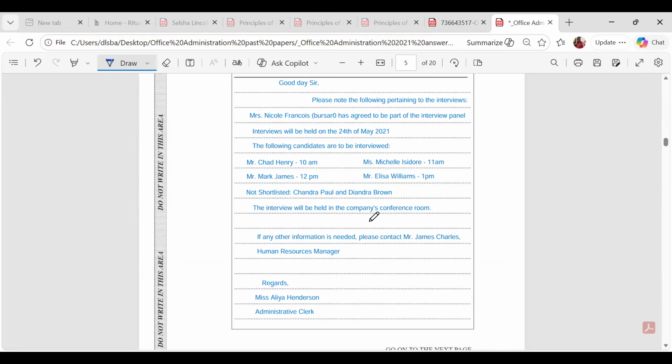Then I say what to do if they need any other information, and then I end it off. That is it. Your letter, memorandum, emails: when it comes to the body of the document, you just put in any information that they tell you. That is all. Nothing more, nothing less. Don't overcomplicate it.